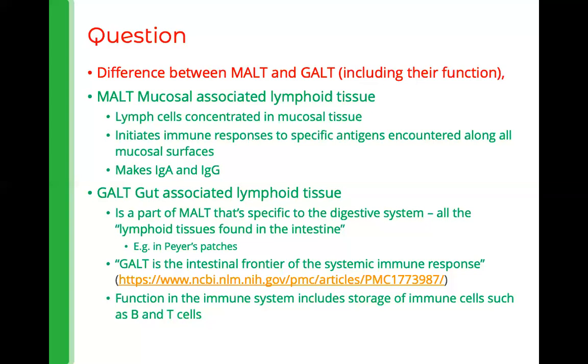And the example is the Peyer's patches. And it's like a real concentrated lymphoid tissue sitting in the gut. But again, it's in all the mucosal linings. So it makes sense that it's in the digestive tract because you have a mucosal lining.